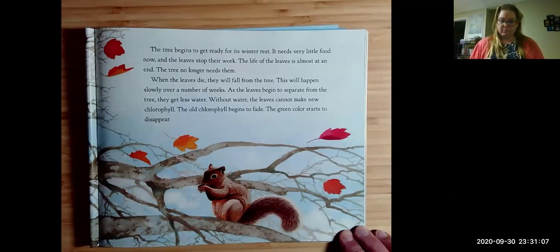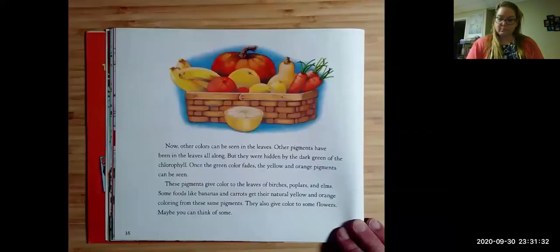As the leaves begin to separate from the tree, they get less water. Without water, the leaves cannot make new chlorophyll. The old chlorophyll begins to fade. The green color starts to disappear. Now other colors can be seen in the leaves.